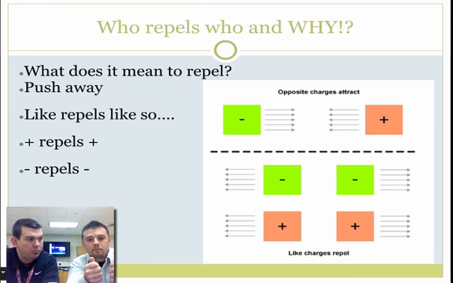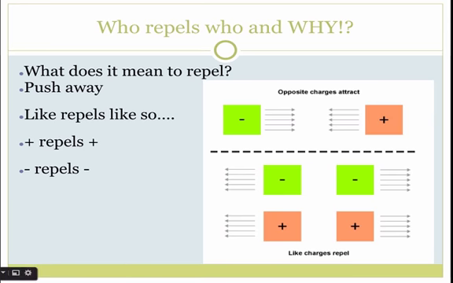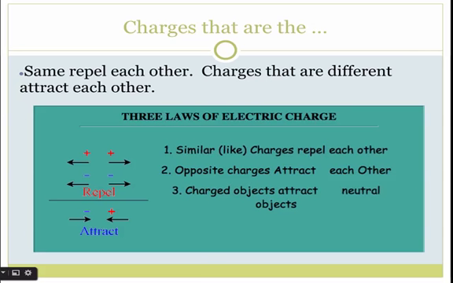And there's a rule that like repels like, okay? And opposites, of course, attract. If they're the same charges, they repel each other. Charges that are different attract each other. So if they're both the same, they're going to push away from each other. If they're opposites, they're going to attract to each other. That's where the saying comes from, opposites attract.